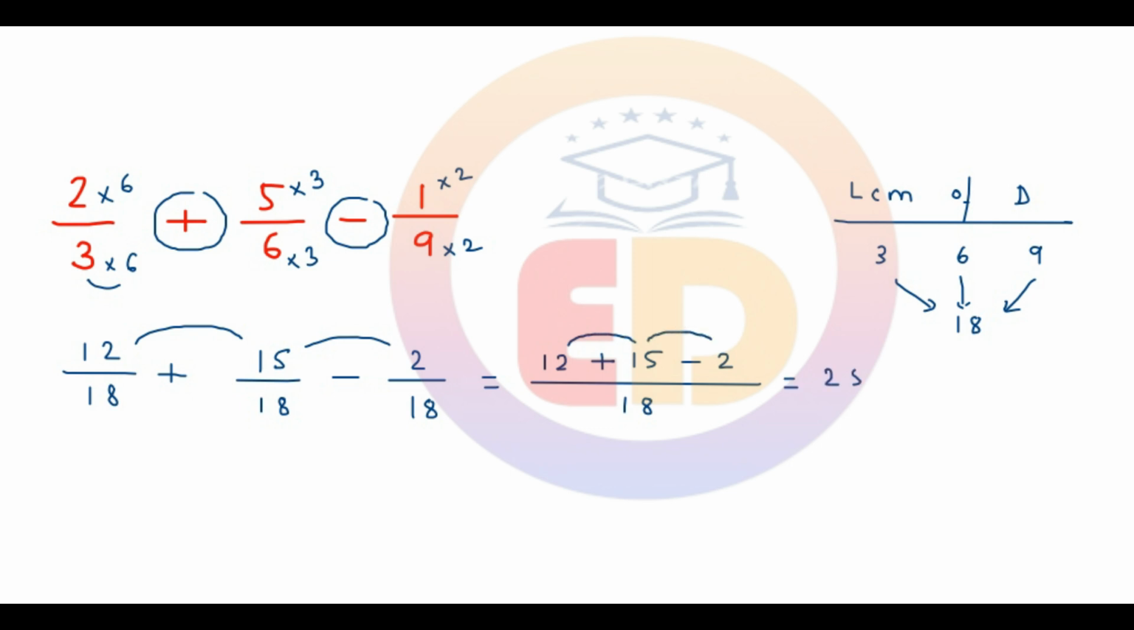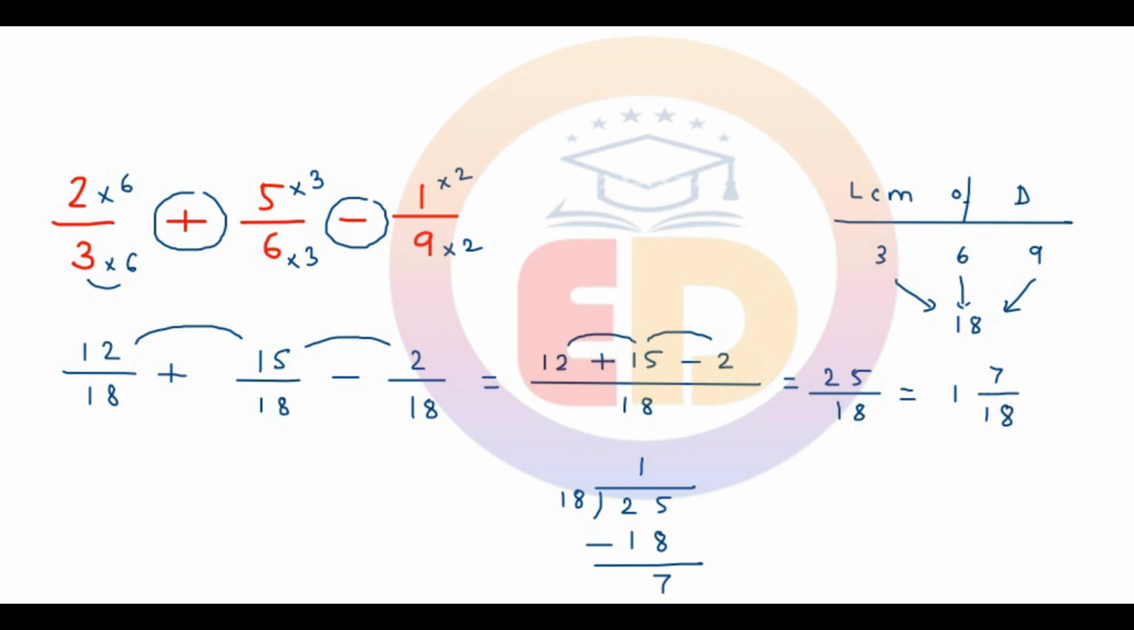The final answer is 25 upon 18, which is an improper fraction because the numerator is greater than the denominator. To convert this improper fraction to a mixed fraction, divide 25 by 18. 18 ones are 18. Subtracting, I get 7. My answer is 1 whole 7 upon 18.